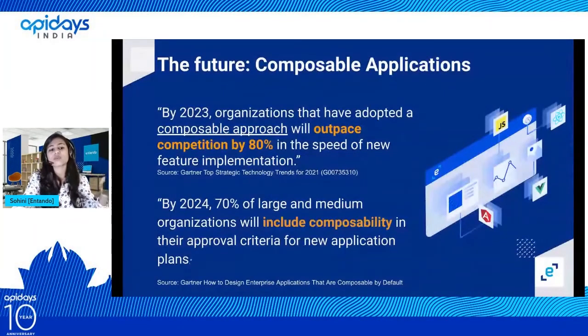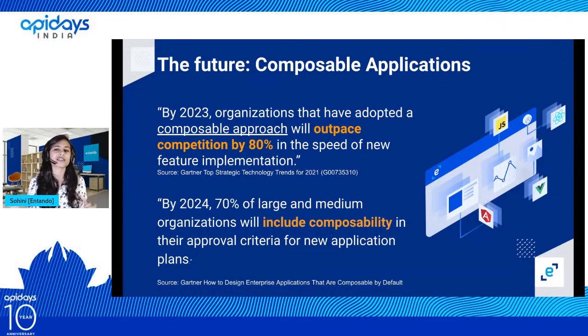Now, this is what Gartner has defined: that by 2023, organizations that have adopted a composable approach will outpace competition by 80% in the speed of new feature implementation. So that's kind of a prediction. That is kind of an expectation that's going to happen. So at this point, I would like to tell you all, why not start thinking composable already?